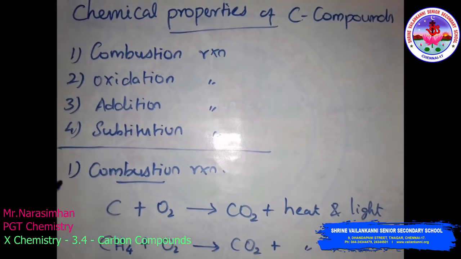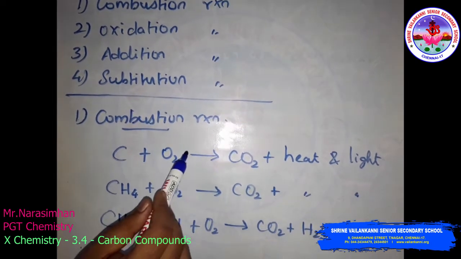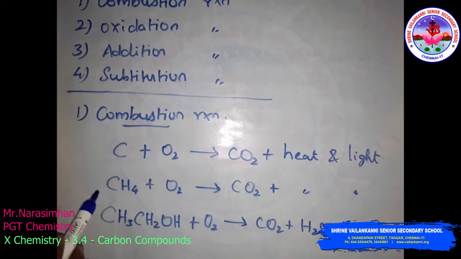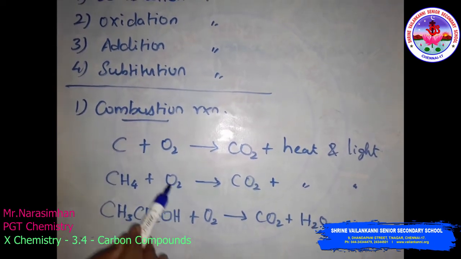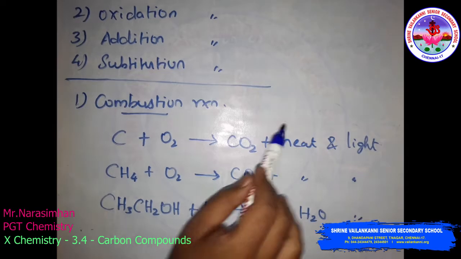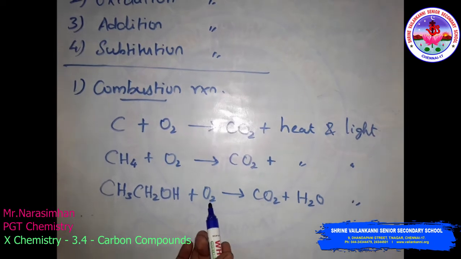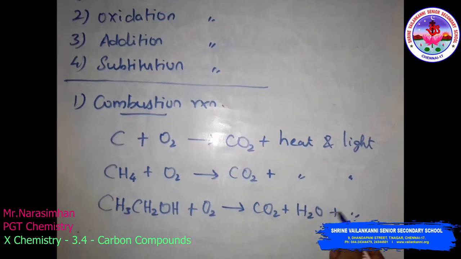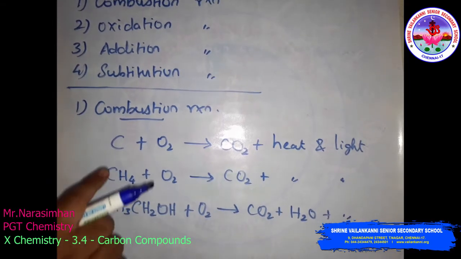First, the combustion reaction examples. Some of the examples are given here. Carbon reacts with oxygen and undergoes a combustion reaction to produce carbon dioxide, heat and light. Then methane, a hydrocarbon, reacts with oxygen and undergoes a combustion reaction to form carbon dioxide, again heat and light. Then third, ethanol or ethyl alcohol reacts with oxygen and undergoes a combustion reaction to produce carbon dioxide, water, heat and light. So these are the combustion reaction examples.